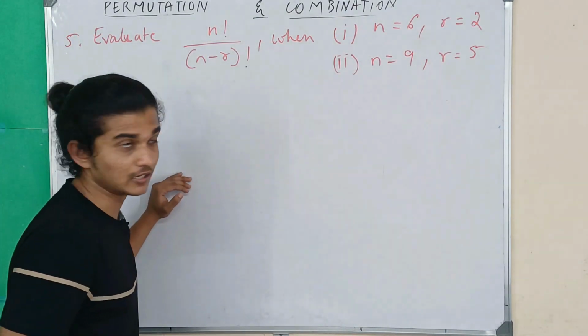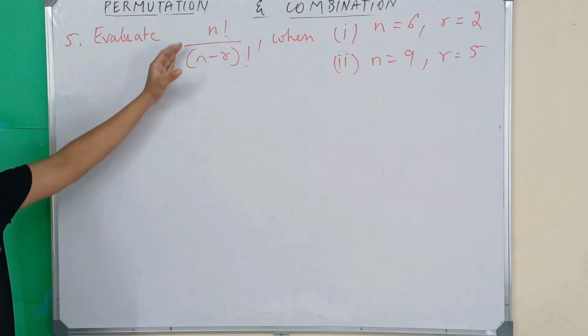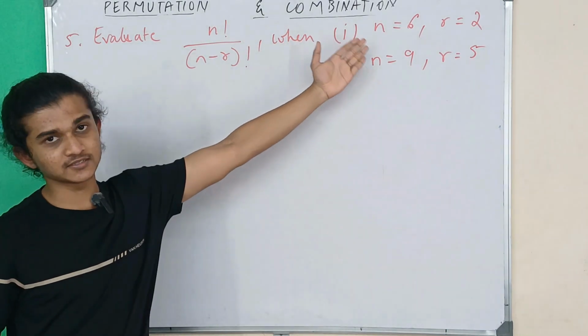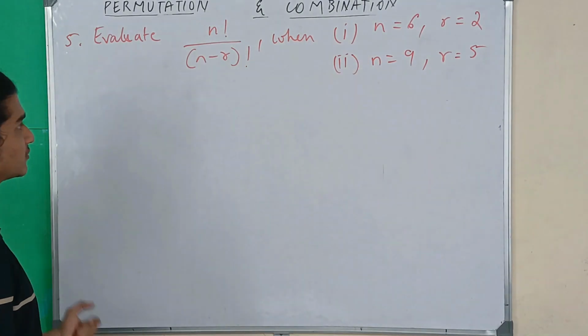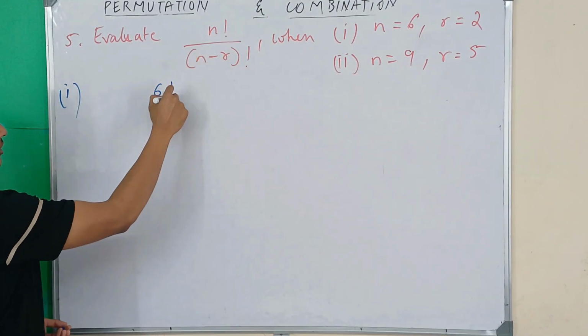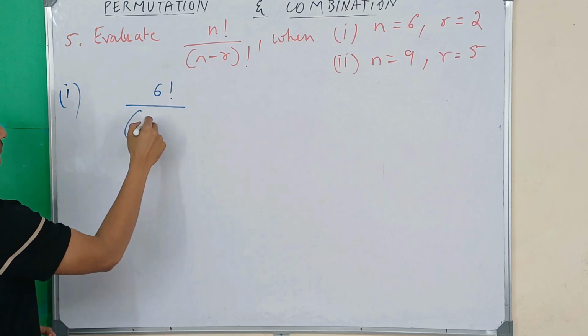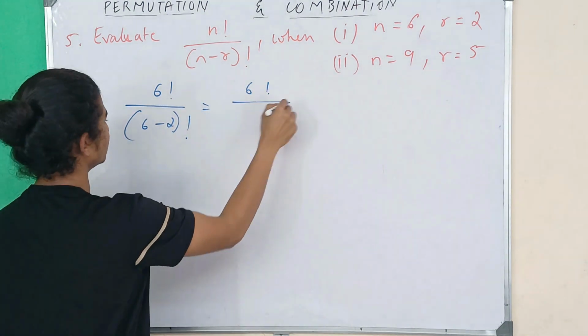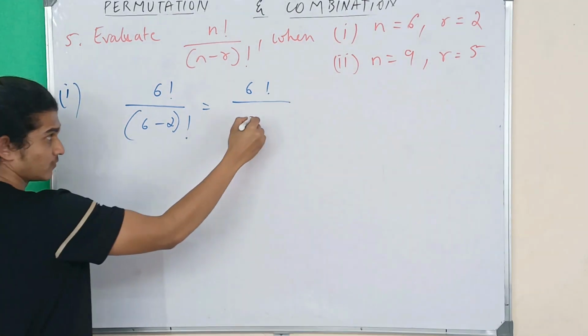So now let us try to solve the last problem, which is we have to evaluate n factorial divided by n minus r factorial, when in the first case n equal to 6, r equal to 2. So let's try to solve the first case. First, you have to put n as 6, and r as 2. So 6 minus 2 factorial. And then solve: 6 factorial divided by 6 minus 2, which is 4 factorial.